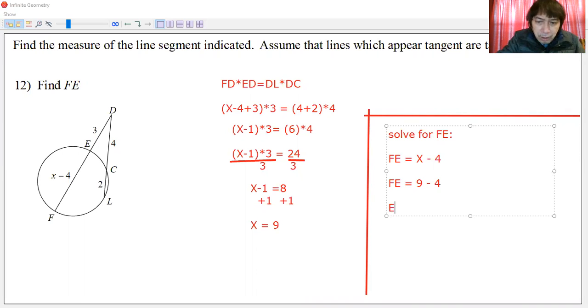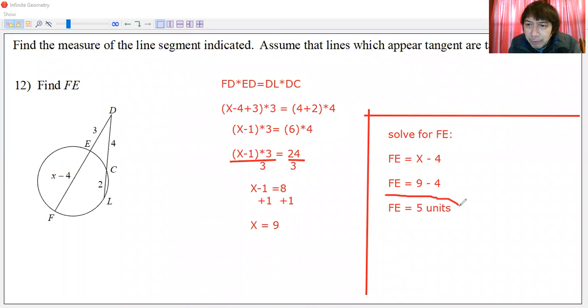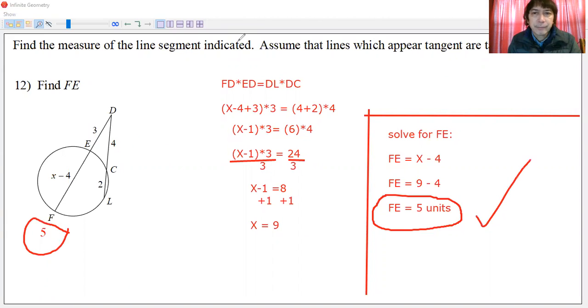FE is 5 units. That's our computed value. Let's see the answer. So what we have is 5. Is it really 5? Check. Yes, you can see it below the diagram there. The red number 5 there. That means this is correct.